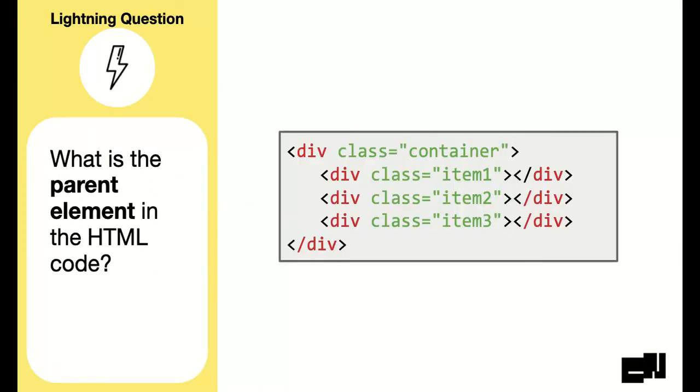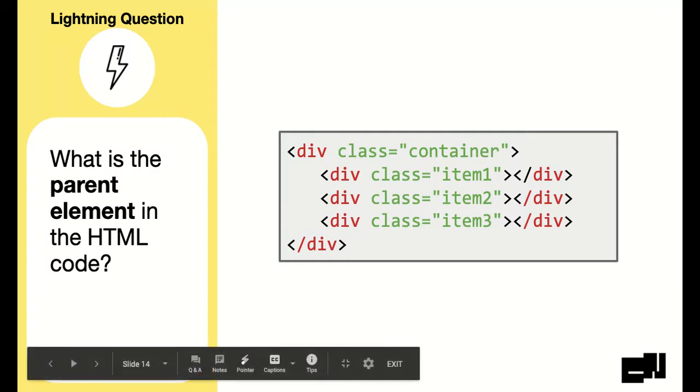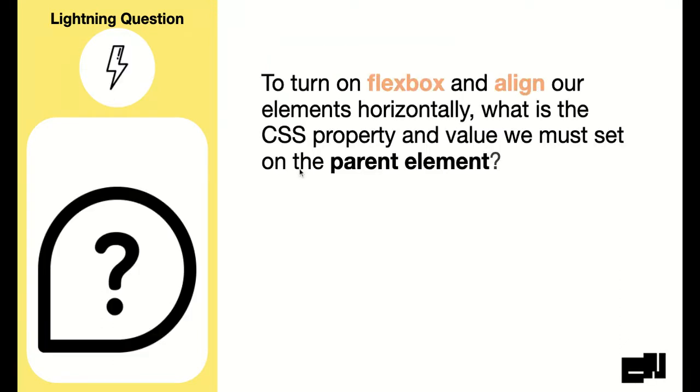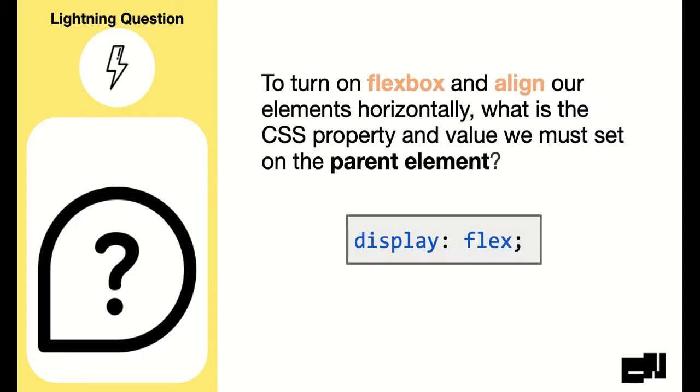So lightning question, what is the parent element in the HTML code that we see over here? What's the parent? Okay, good. I heard that you said container. That's the parent, right? This whole aspect over here, that's the parent element. Second question, to turn on Flexbox and align elements horizontally, what is the CSS property and value that we must use on the parent element? Correct. If you said display flex, you are correct.